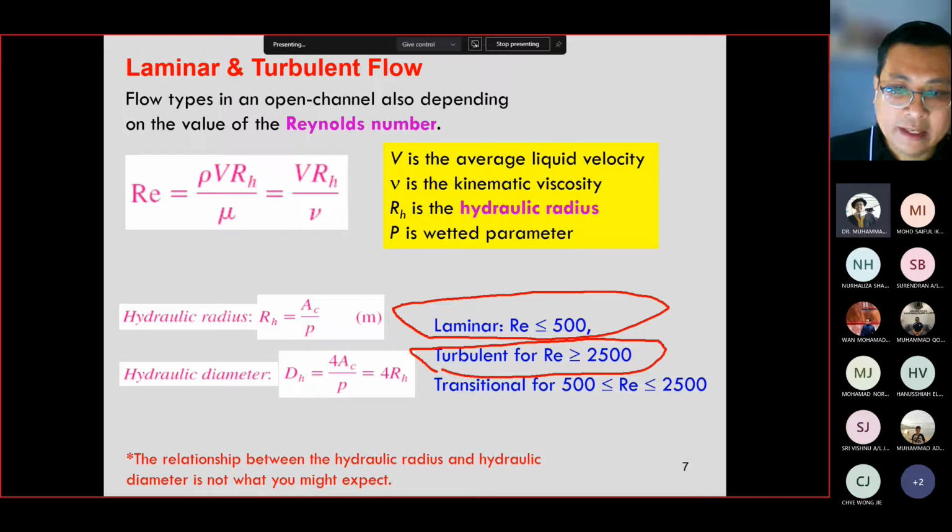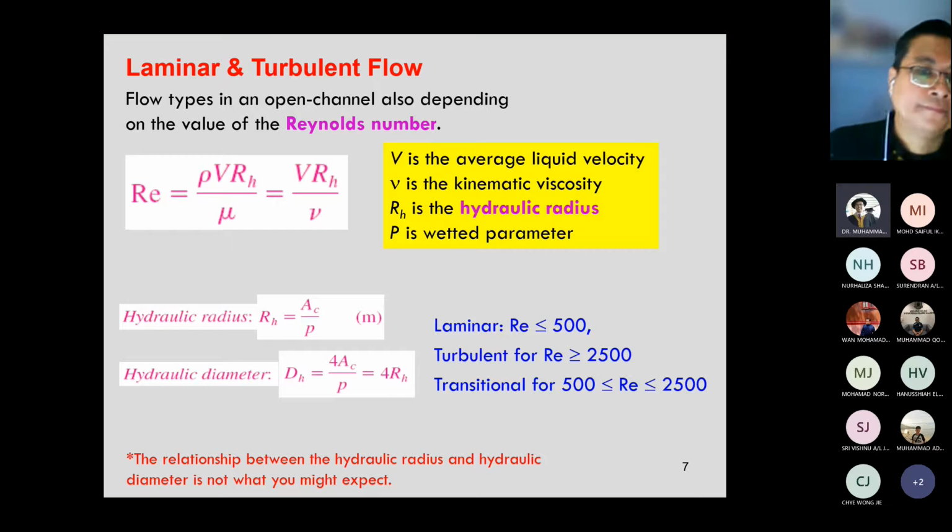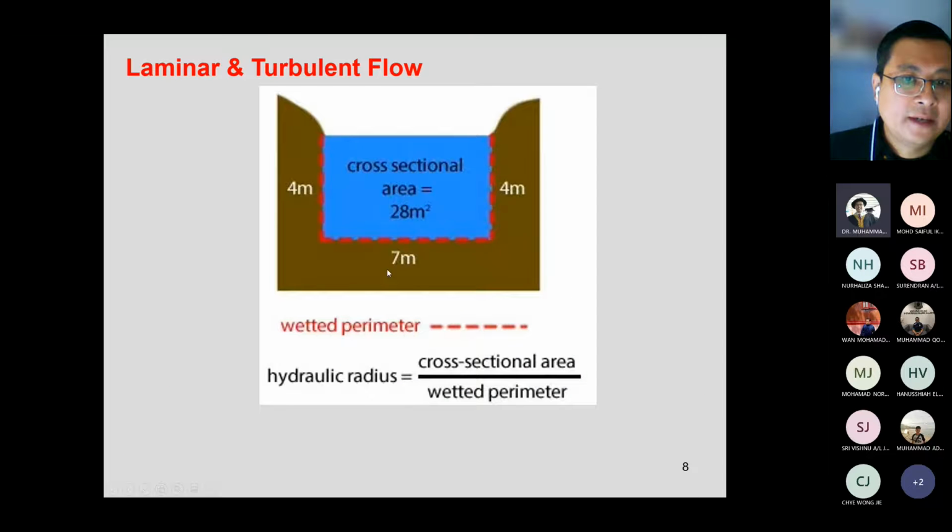Between 500 and 2,500 we consider transitional. Now, the open channel shape. This one we can consider as a rectangle shape.